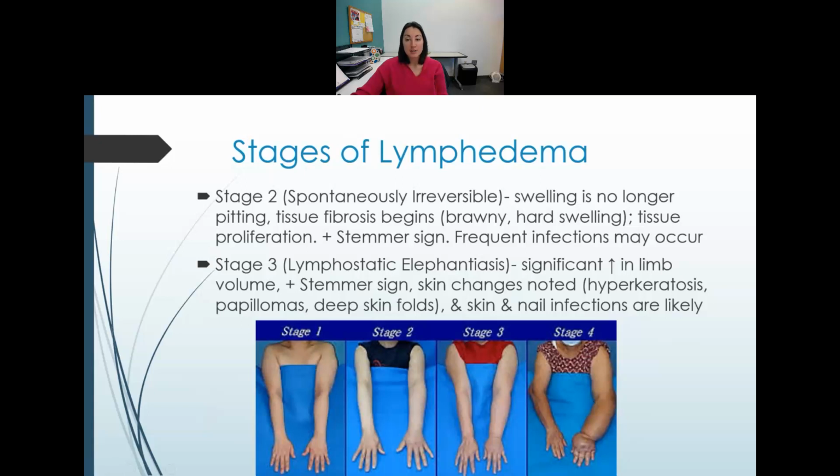This is when you have a significant increase in lymph volume. You still have a positive Stemmer sign. There are still skin changes noted, like hyperkeratosis, an increase in skin pigment so the color changes, papillomas, deep indentations, and hard areas, bumps in the skin. Deep skin folds can be present. And even the skin and the nails are likely to get infected, and you will see some changes in the nail beds as well.